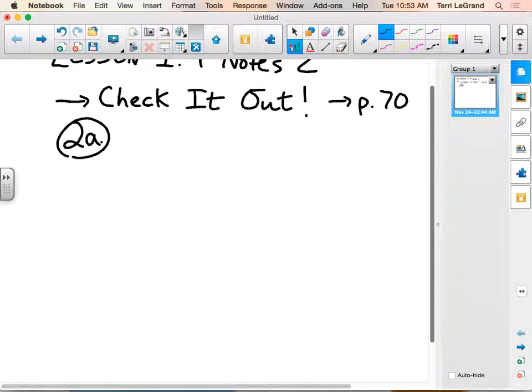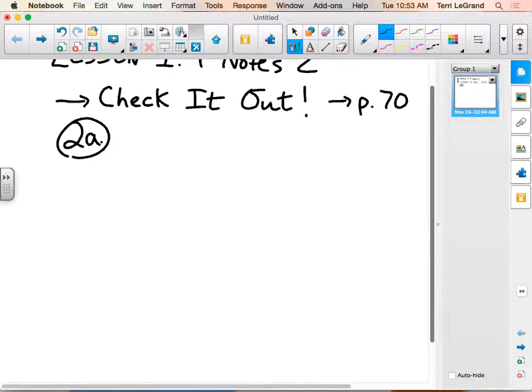Okay, so 2A. Who wants to read that for us? Julia. A forest ranger who is 150 centimeters tall casts a shadow of 45 centimeters long. At the same time, a nearby tree casts a shadow of 195 centimeters long. Okay, thank you.